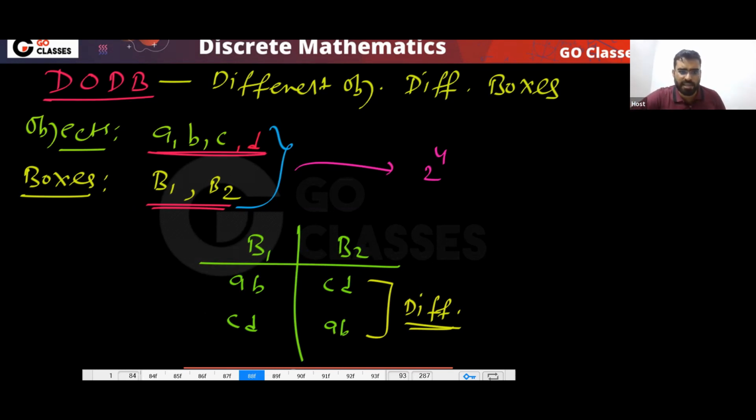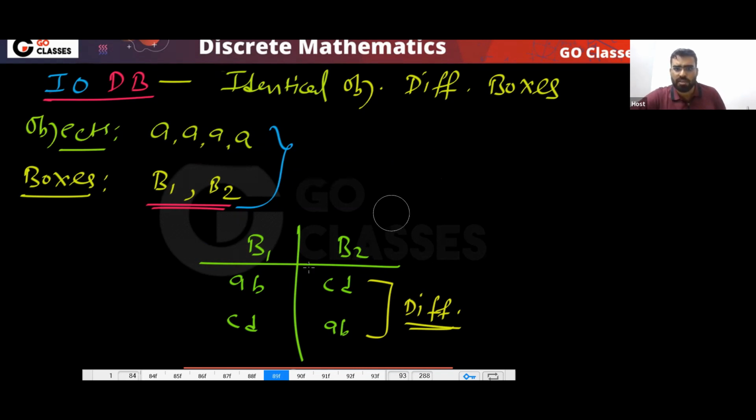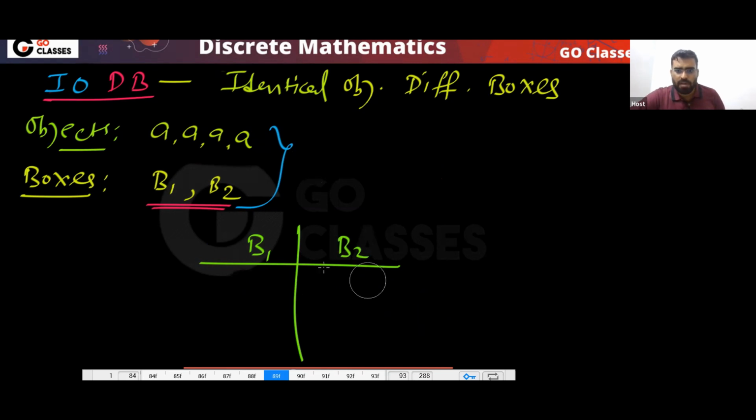Now let's see another scenario. Another scenario is I will take identical objects. So objects are identical. All the objects are the same, but boxes are different. So you have identical objects like A, A, A, A. And boxes are different. Now in this situation, you tell me, what will matter now?